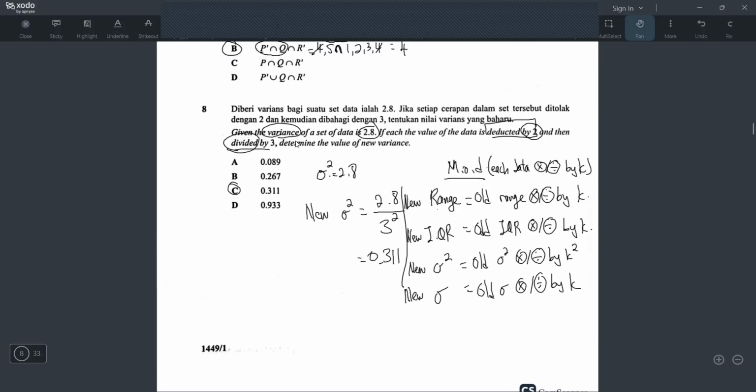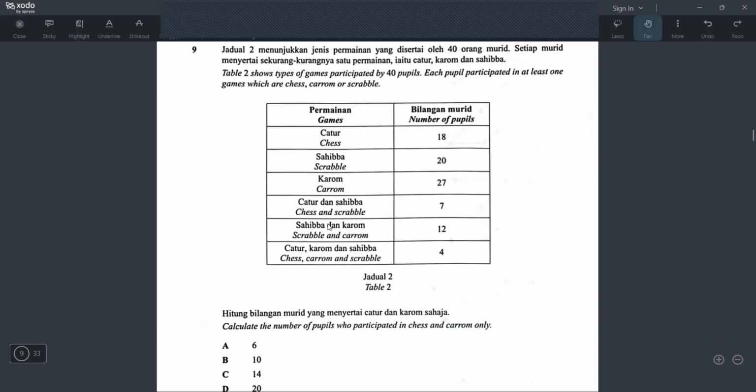So in this case, your K is actually 3, because you divide by 3, right? Since you are taking every value divided by K, which is 3 in this case, your new variance will be the old variance, which is 2.8, divided by K square, which is 3 square. Because they divide, you also divide. If they times, then you times also. So this is very important. Okay, make sure you remember this.